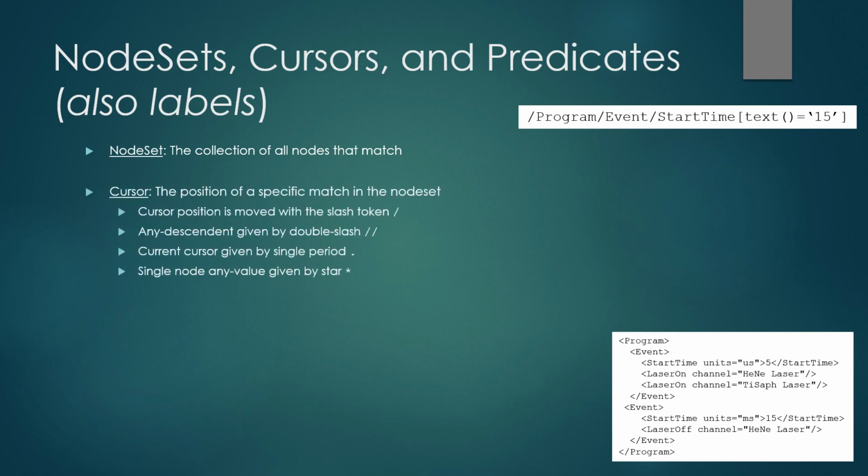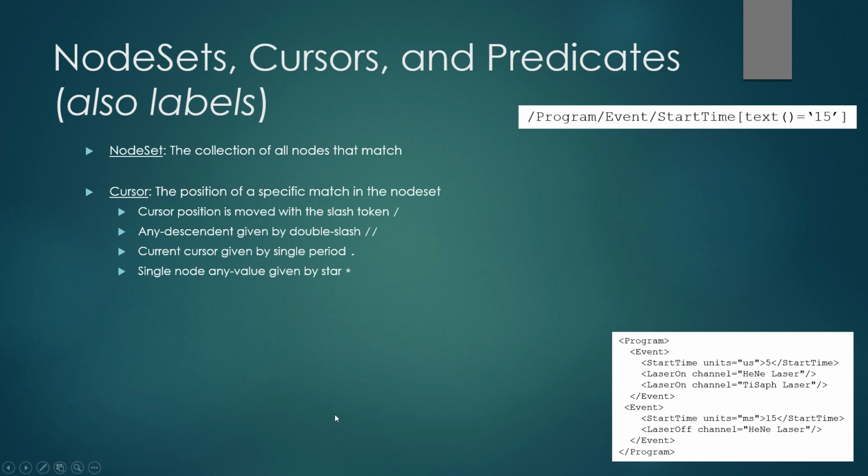The cursor, which is also called the axis in the particular XPath documentation, is the position of the current specific match in the node set. Now, the cursor is moved anytime you find a slash, right? We started out with no cursor. Then we had our first slash at the root, which said, great, I've now started. Doesn't matter what my cursor was before, we are now going to start it again. Just like a file system, absolute paths mean it doesn't matter where I'm at now, I'm going to start over again from the root of the file system.